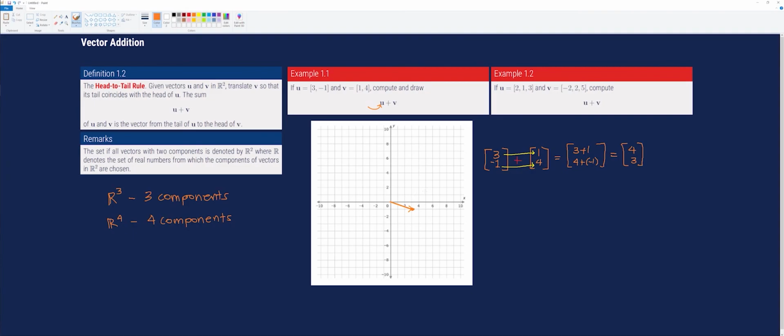Now to perform vector addition geometrically, instead of starting from the origin to draw vector v, we will start at the tip of vector u. To do that, we will count 1 unit to the right and 4 units upward. 1, 2, 3, 4. So it's somewhere here. And with that, we will create a vector from the tip, or from the head of u, to that point.